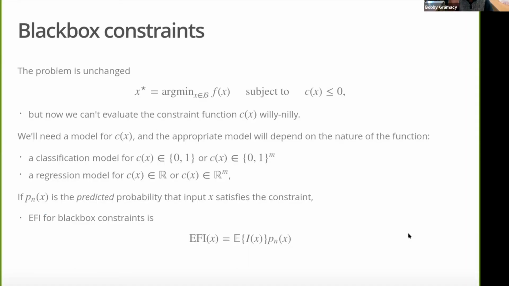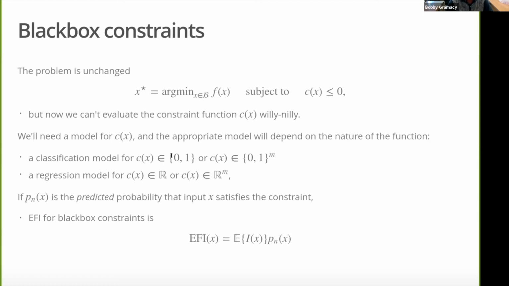Okay, so those are what I call black box constraints. I think that's the more common situation. So you can't evaluate this constraint function as much as you want. You have to evaluate it along with the objective and get both pieces of information. Constraints come in many different shapes and sizes.